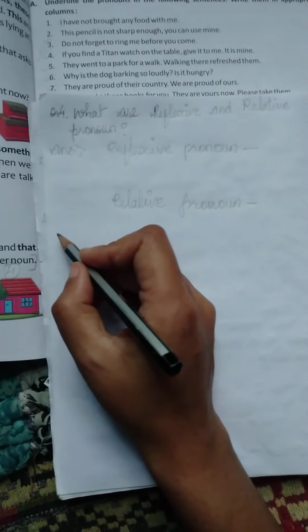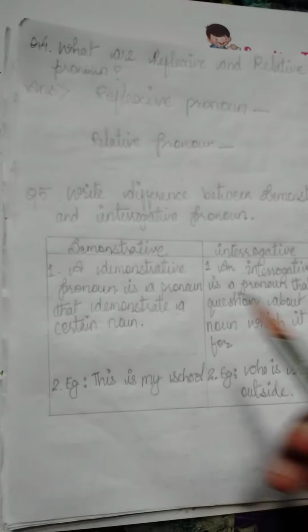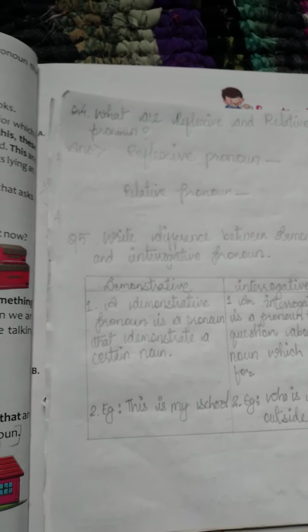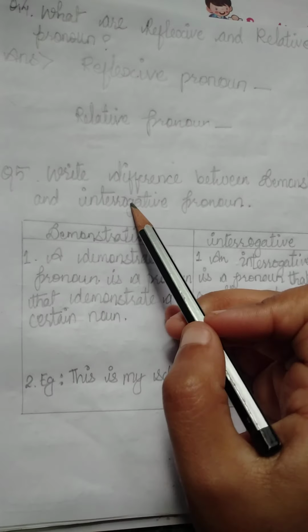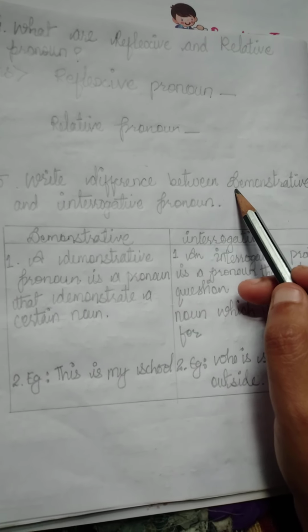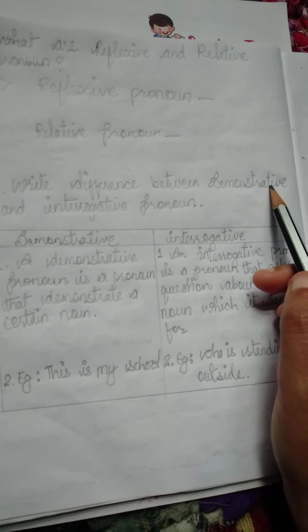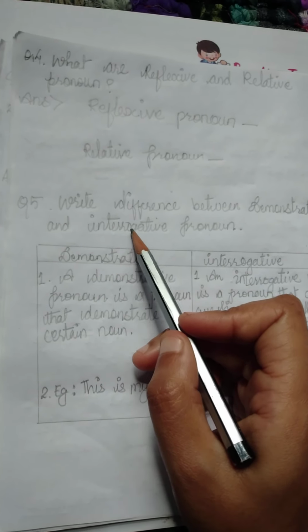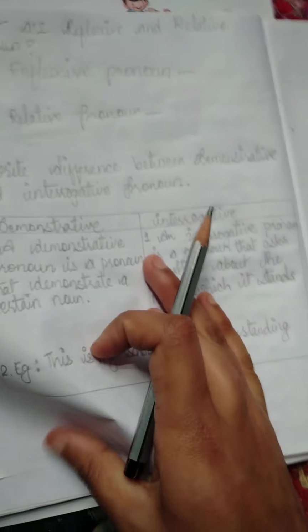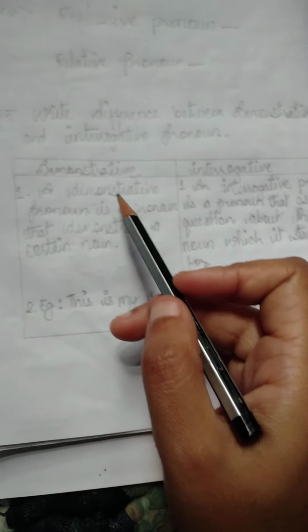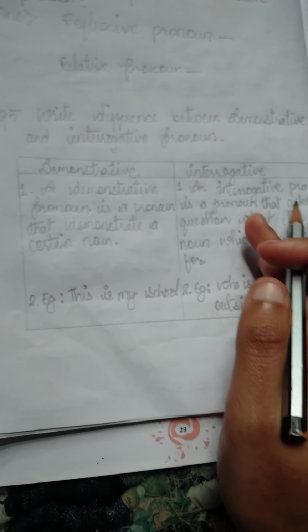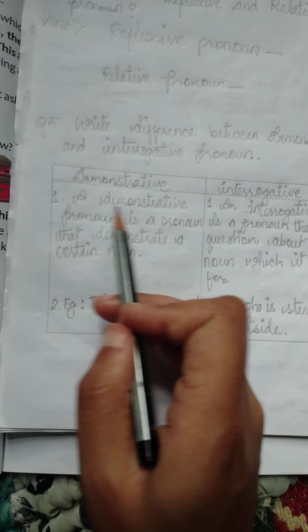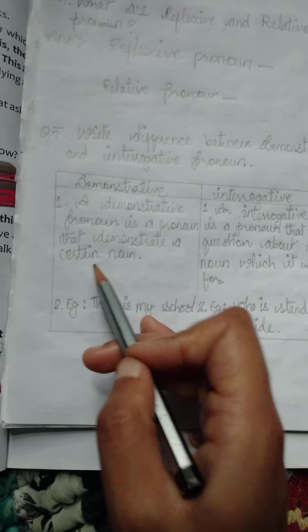Okay? Alright, your question number 5 is, write difference between demonstrative and interrogative pronoun. Okay? Demonstrative, D-E-M-O-N-S-T-R-A-T-I-V-E, demonstrative. And interrogative, interrogative pronoun. So, as we did before in personal and possessive pronoun, we have to do exactly the same, okay? We have to make a box. In one side, we need to write demonstrative and on the other side, interrogative.